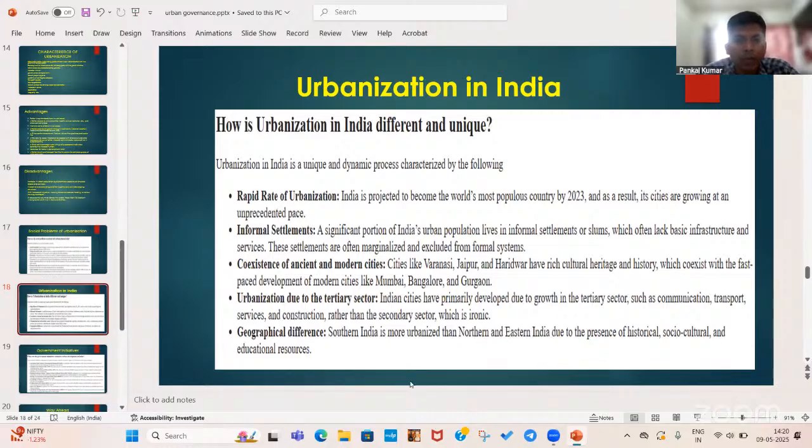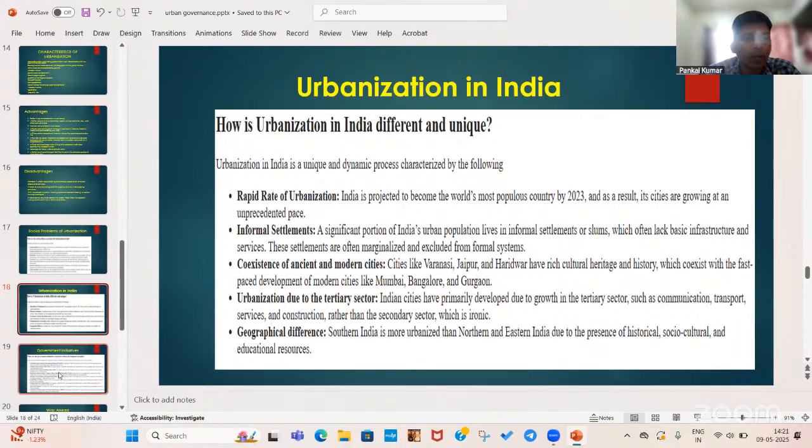Then geographical difference. Some parts of India are more urbanized than other parts of the country. For example, urbanization in southern India is more compared to northern and eastern India, due to some different factors: historical factors, socio-cultural factors, educational factors. Okay.